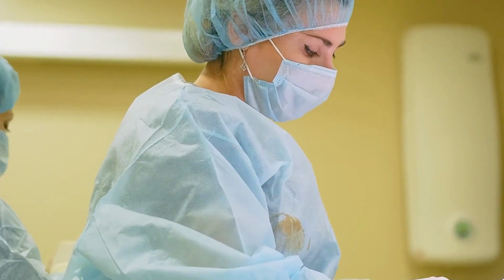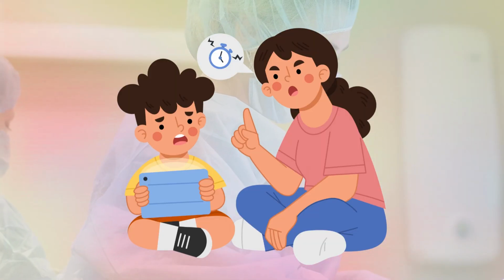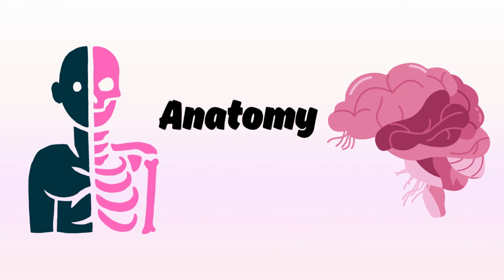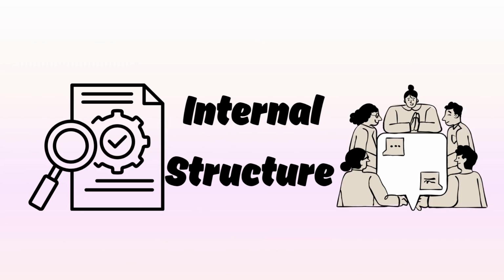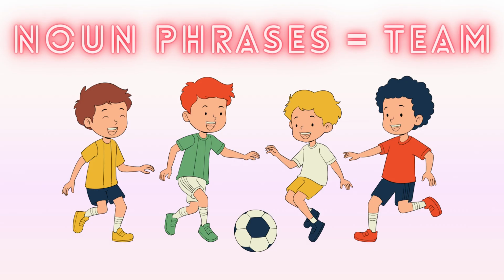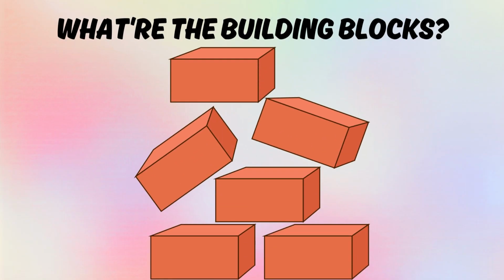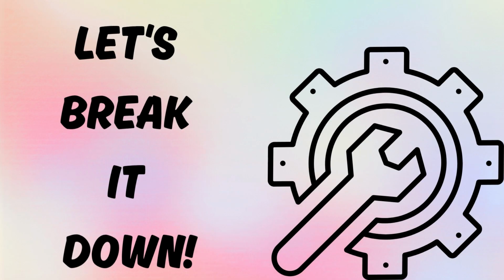Let's open it up together and explore what's really going on inside a noun phrase. Yes, let's understand its anatomy, or in simple words, its internal structure. Now every noun phrase is built like a little team, and every member of this team has a job to do. So, what are the building blocks? Let's break it down.